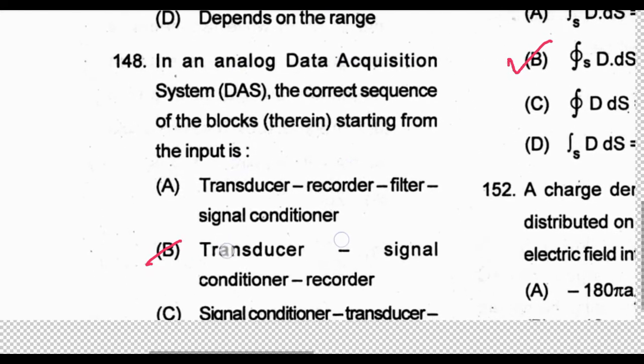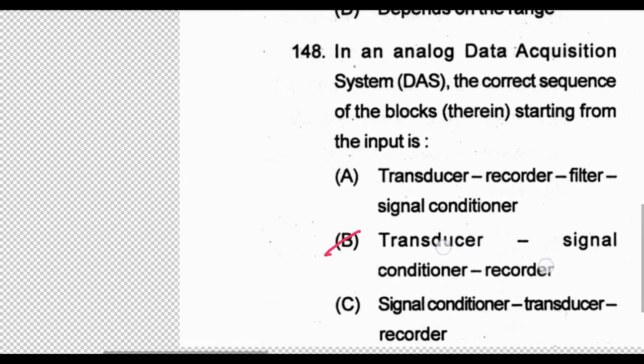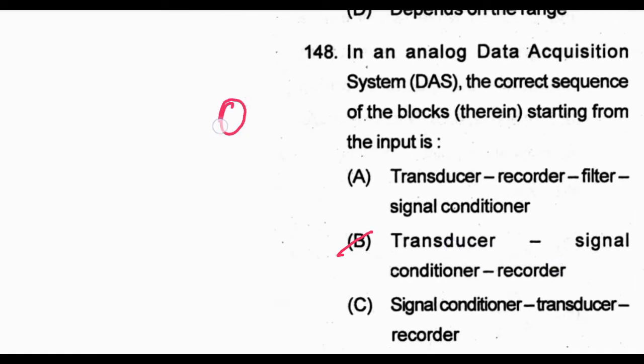Question number 148. In an analog data acquisition system, DAS, what is the correct sequence of blocks starting from input? So what is the process or the flow chart for analog data acquisition? First, suppose this is the case, and the transducer will measure the quantity. Suppose this one is pressure.